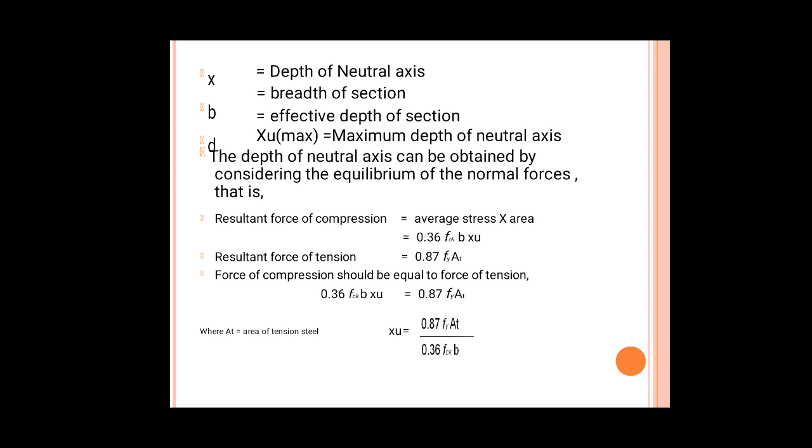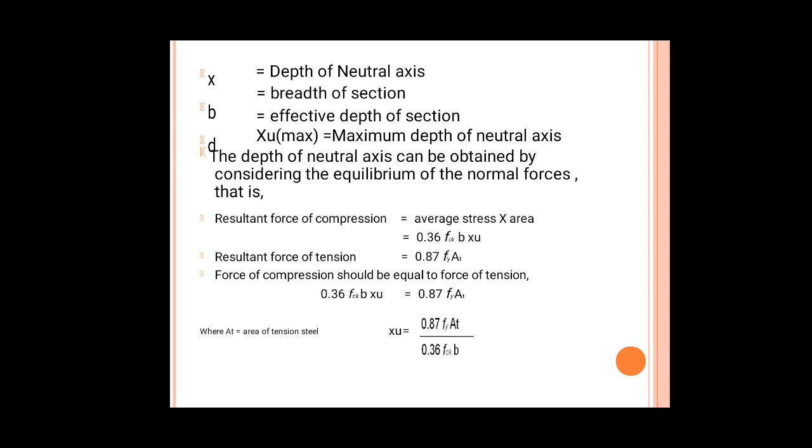The depth of neutral axis can be obtained by considering the equilibrium of normal forces, that is the resultant force of compression and the resultant force of tension. The resultant force in compression is equal to 0.36 fck b Xu, which is equal to the resultant force of tension, which is equal to 0.87 fy Ast. From that we can find the formula for the depth of neutral axis: Xu is equal to 0.87 fy Ast divided by 0.36 fck b, which is given in IS 456 at page number 96.